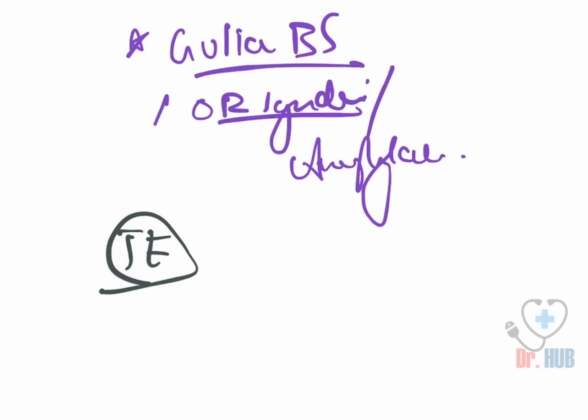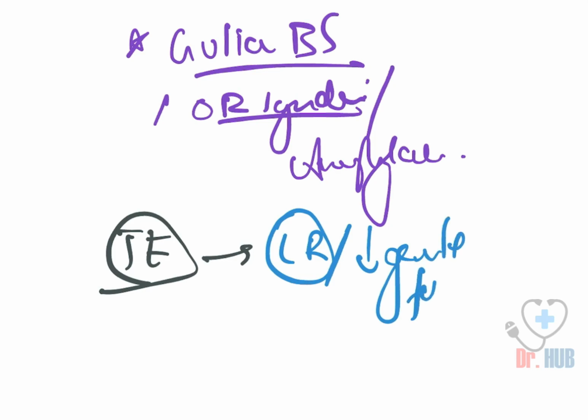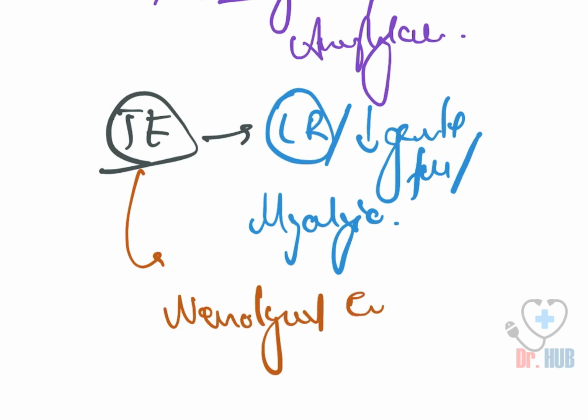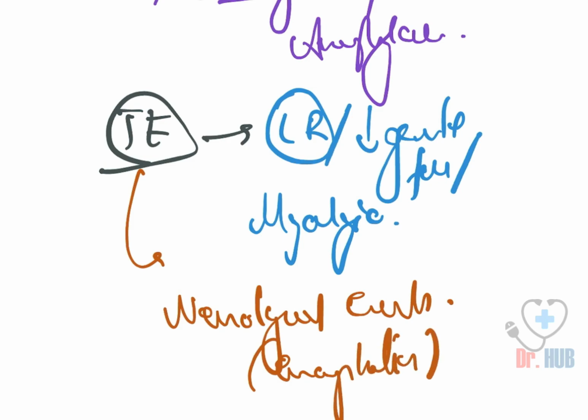Next, we move on to the JE, that is the Japanese encephalitis. So the major reaction is that there is a local reaction as well as low grade fever as well as myalgia. Then what we see in case of Japanese encephalitis is that there can also be some rare effects such as neurological events. So neurological events such as the encephalitis.